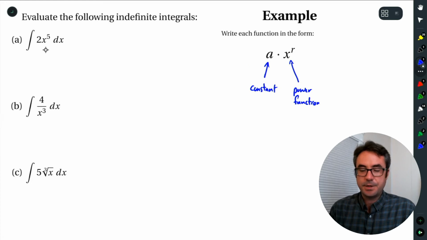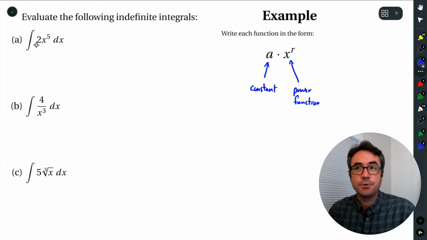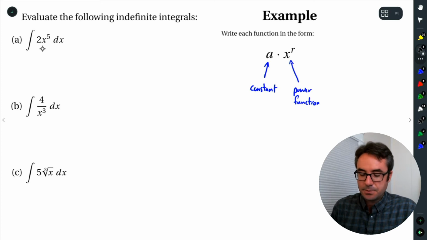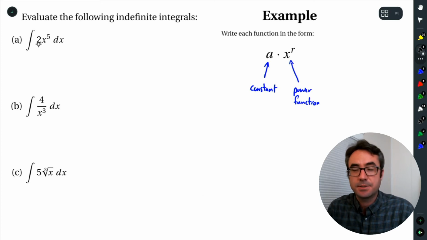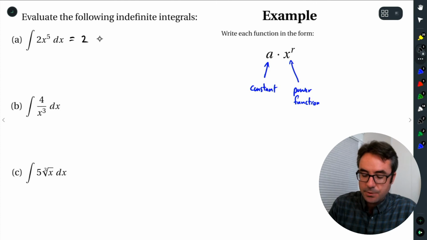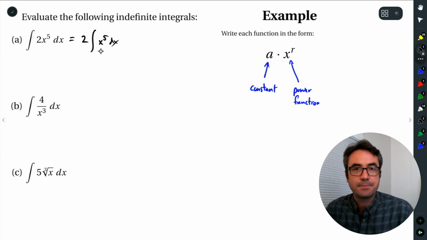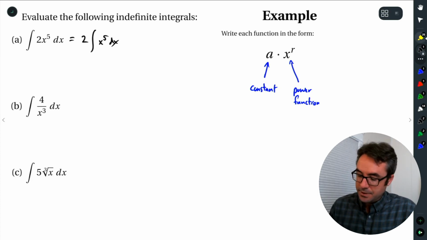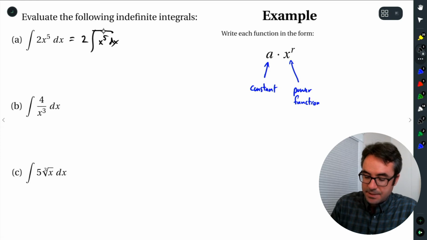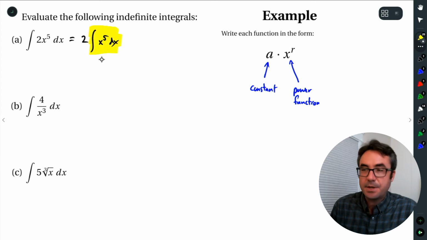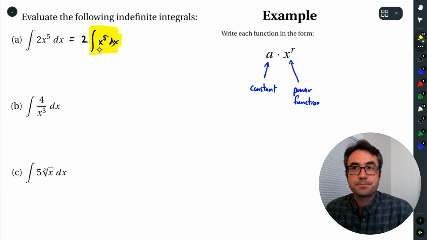If we look at the first one here, this one's already good. It's a constant 2 times the power function x raised to the power 5. We can get right into integrating this. What the constant multiple rule says is that this 2 is a constant multiple, so we can bring that 2 out in front and just worry about integrating x raised to the power 5. This becomes just a power rule problem. And then once we have this result, we can multiply the result by 2.